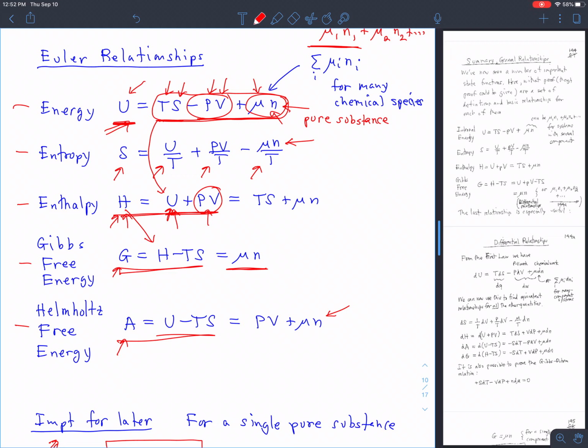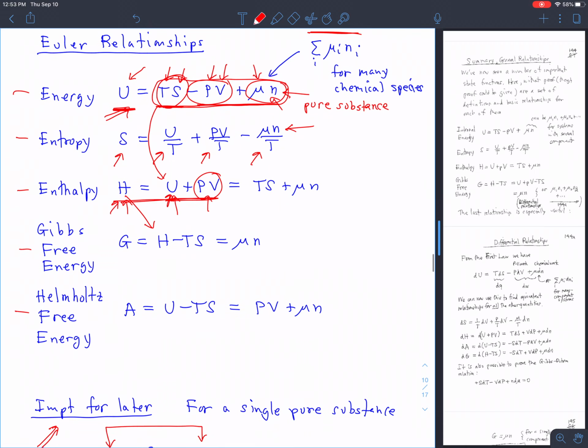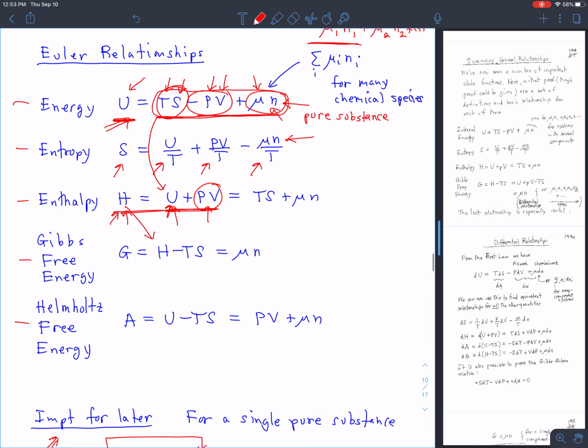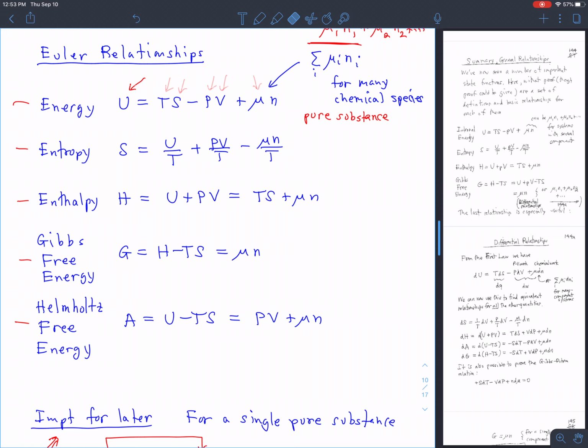All right, then for the Helmholtz free energy, we can do the same thing. We can plug this definition for energy in here, then this minus TS cancels with that TS, and you just get PV plus mu n. All right, those relationships are occasionally useful, and I don't think we'll make much use of them in this class, but it's good for you to know that they exist. You will see them out in the literature quite frequently, and so I think it's good that you know that they exist and a little bit about where they come from and what they mean.